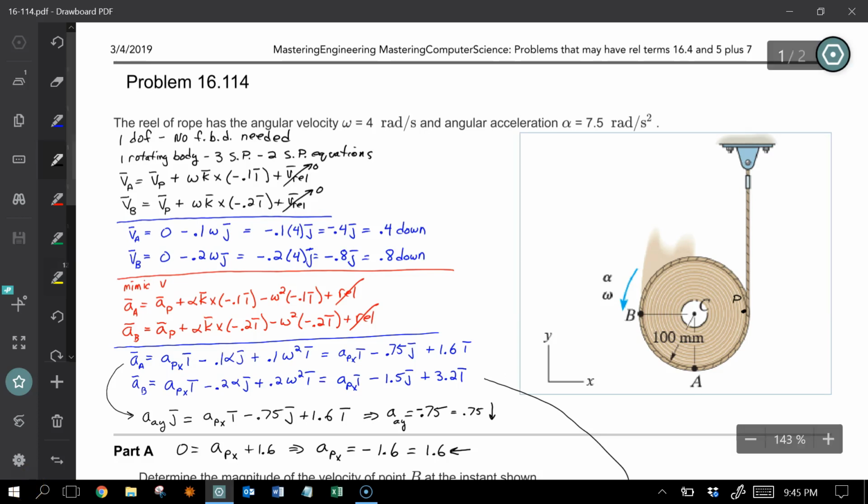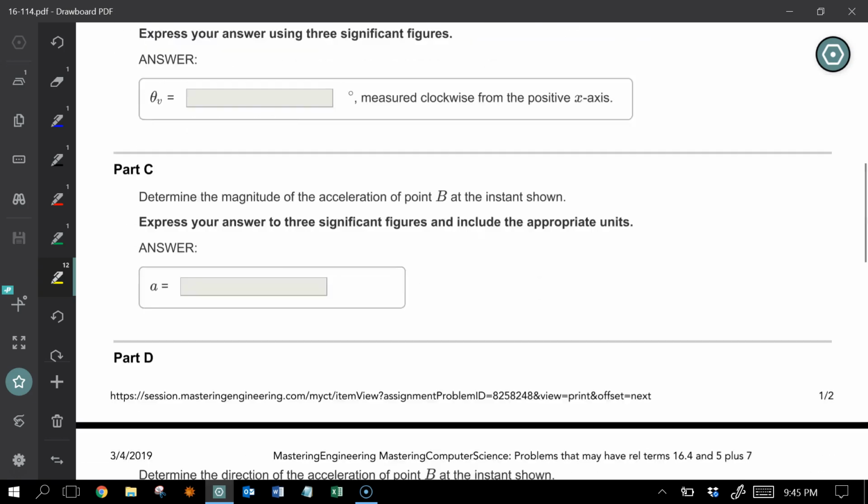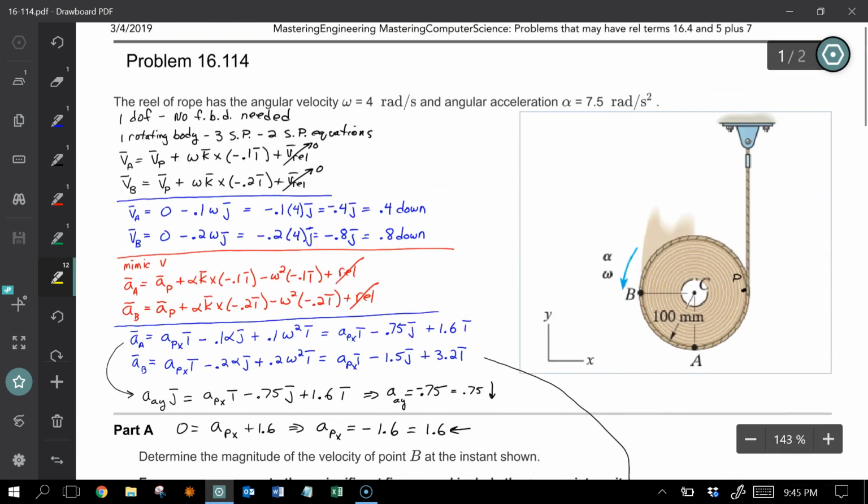Okay, for this problem, we want to find out if it needs a free body diagram. What they're asking us for is velocities and accelerations, so it's not a dead giveaway. So what you do is count the degrees of freedom. In this case, the drum can rotate, so that gives 1 degree of freedom. If you stop the rotation, you have to ask yourself, can anything still move? And the answer is no.